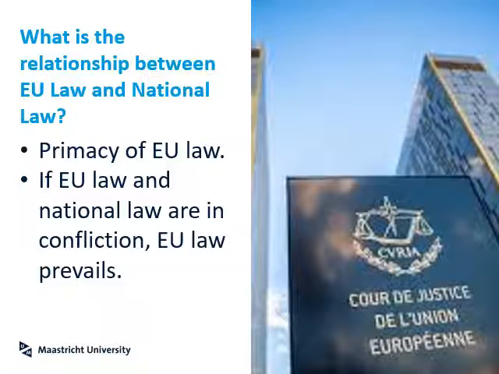Now, what is the relationship between EU law and national law? If the two are in conflict, which one prevails? The general principle here is the principle of the primacy of EU law. What this means is if there's a conflict between EU law and national law, EU law prevails. This principle was established by two important judgments given by the Court of Justice of the European Union in the 1960s.